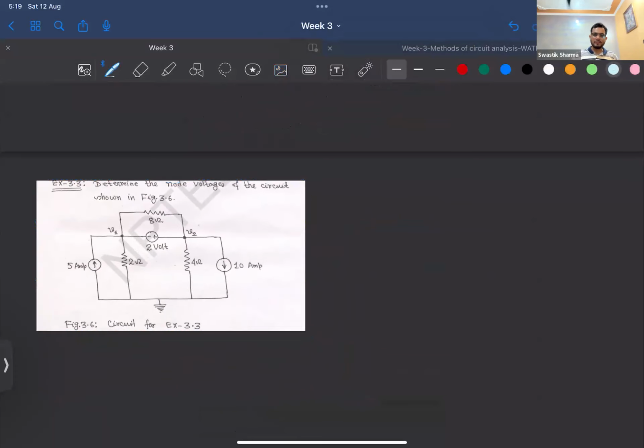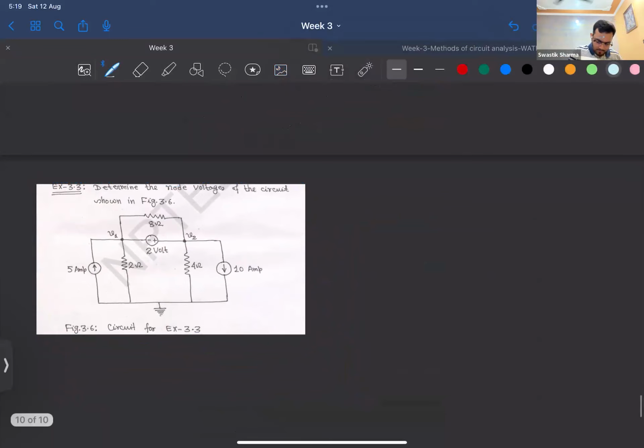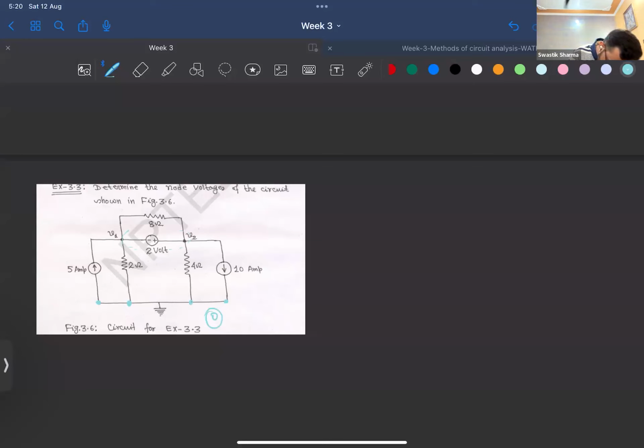So using our knowledge of that supernode, let's solve this equation now. The reference node is already given there, all of this is 0. Now the V1 and V2 notations of the non-reference nodes are also done. Since a voltage source is connected between two non-reference nodes over here, this right here is our supernode, right? So what exactly do we need to do to solve this circuit?